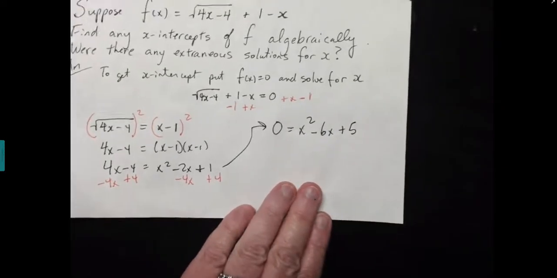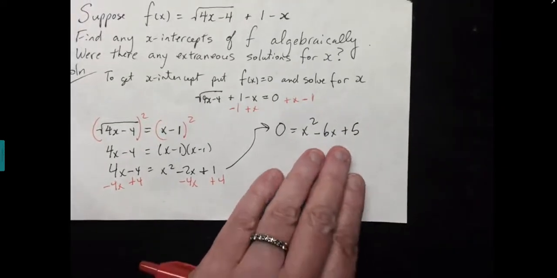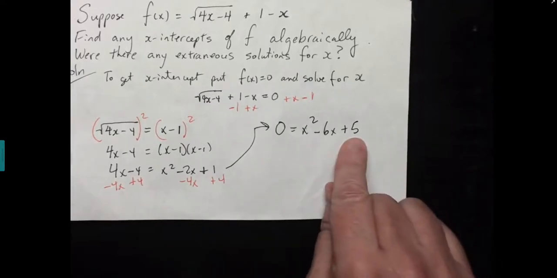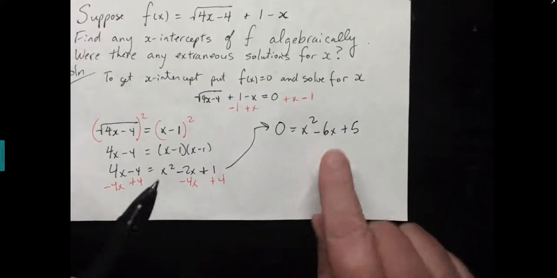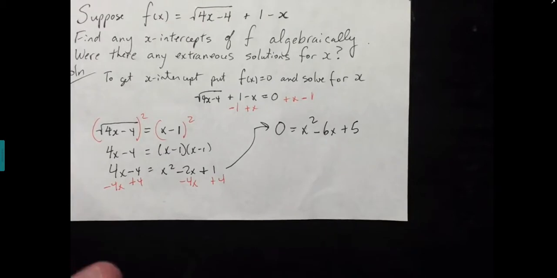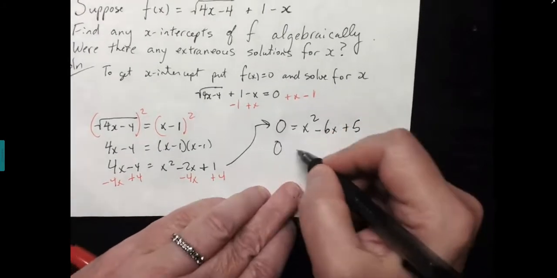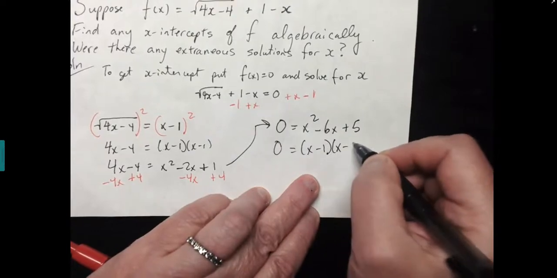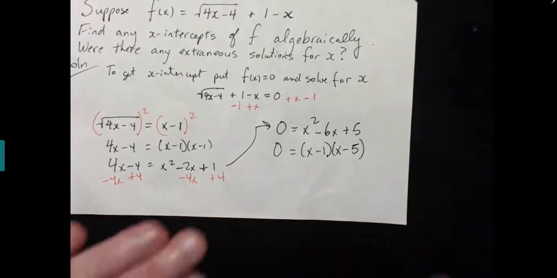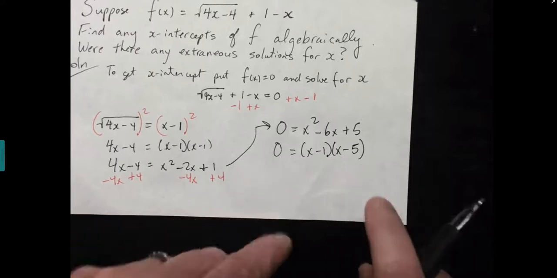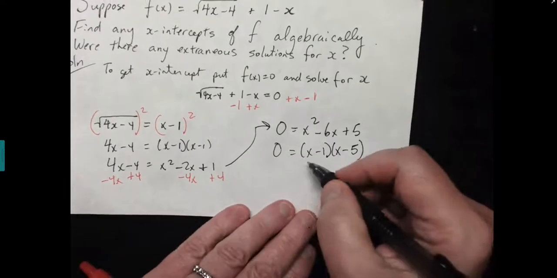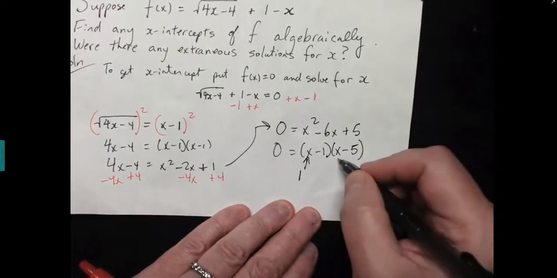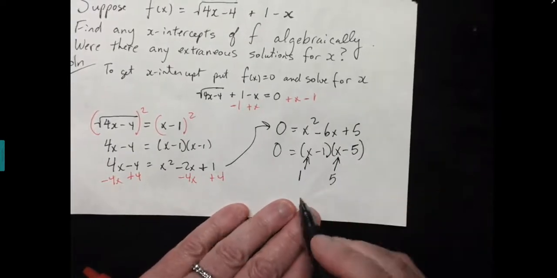Now, I can get the solutions to this by factoring. That's quite an easy thing to factor. Two numbers that multiply together to give me positive 5, but add up together to give me negative 6. Well, negative 5 and negative 1. So I can factor this. Now I'm in a position to solve this for x. I can see if x is 1, it'll make the whole thing 0, and I can also see if x is 5, it'll make the whole thing 0.